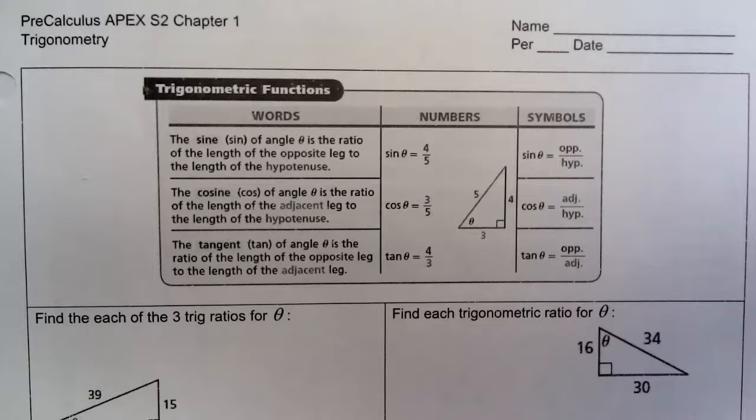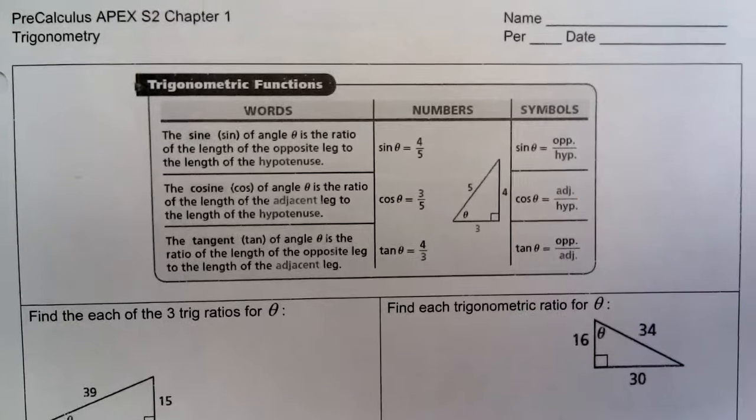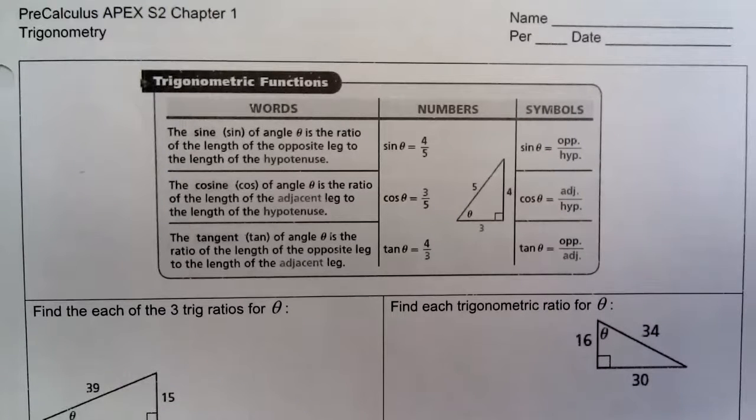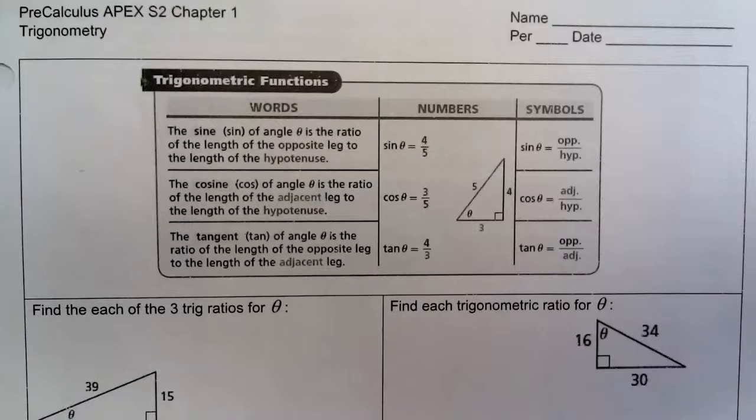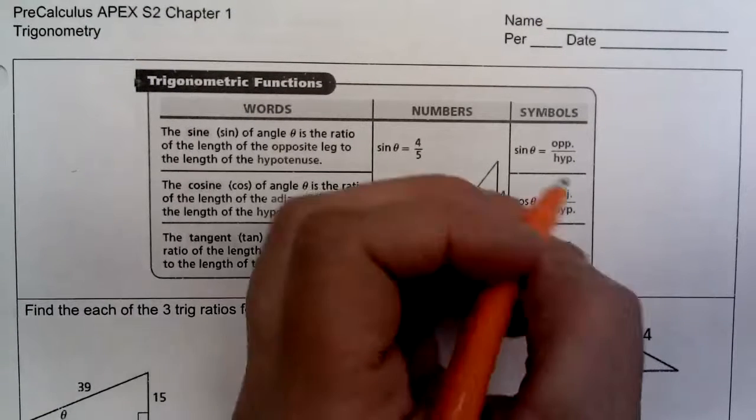Good morning, pre-calculus. This is semester 2 APEX version, chapter 1. So we're going to start in on trig functions, starting with the most basic ones and our right triangles. So the first three that we are going to recall are sine, cosine, and tangent.